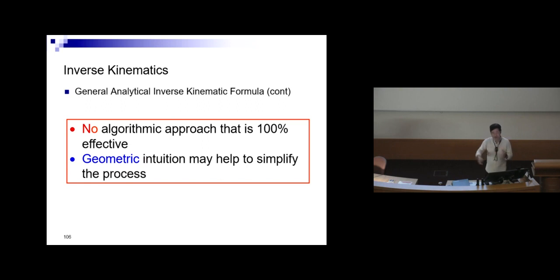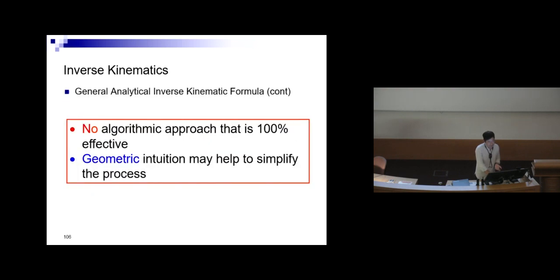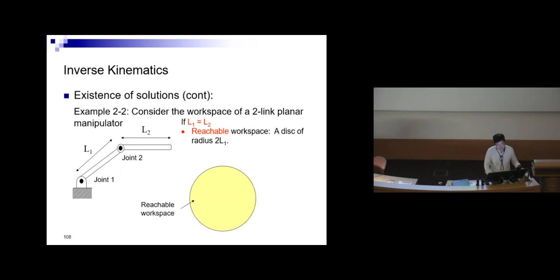So you keep going on and on. There's no algorithmic approach that's 100% effective, so you may need to use geometric induction to simplify the process. You need to look at the geometry, and then use cosine and sine relations in order to determine the solution.